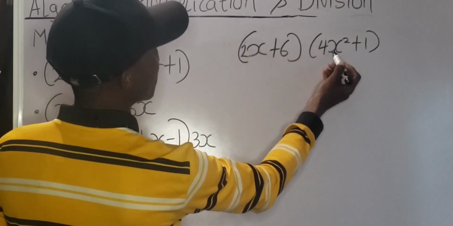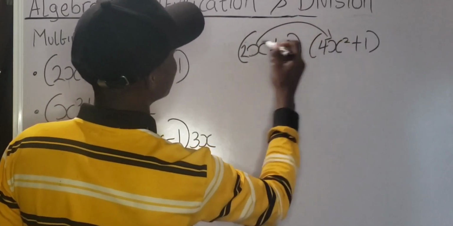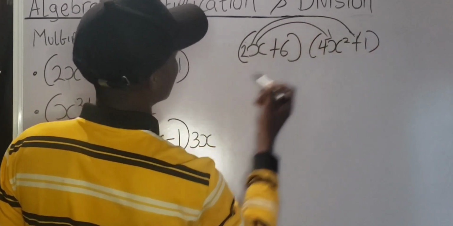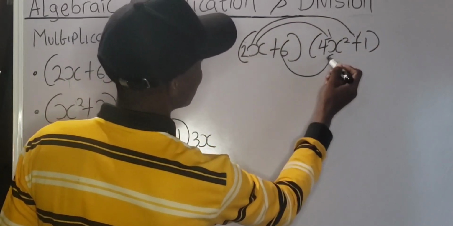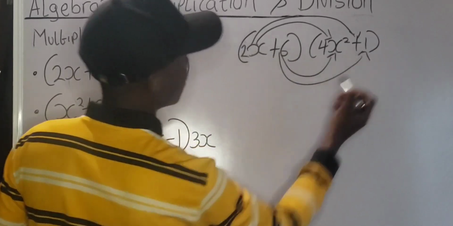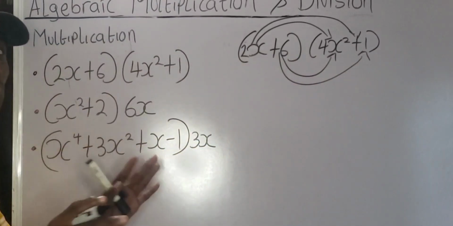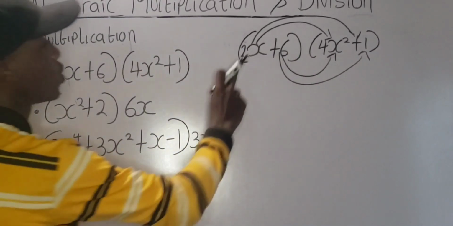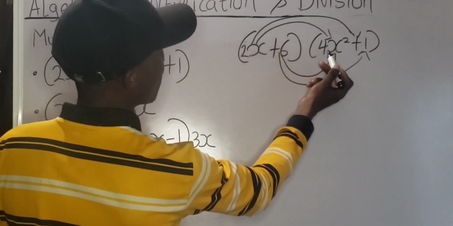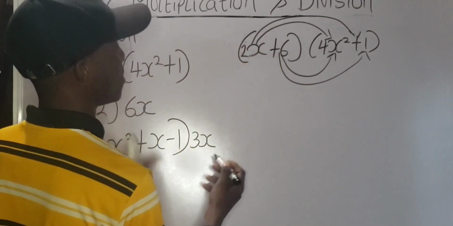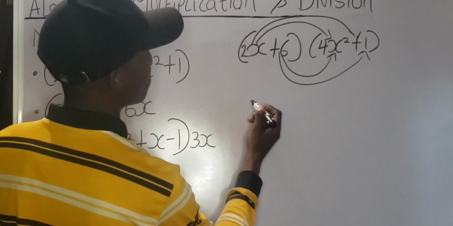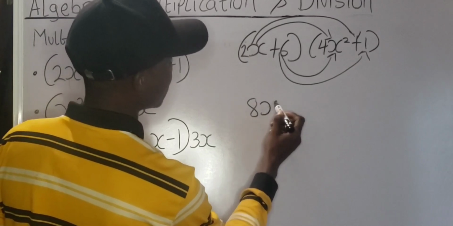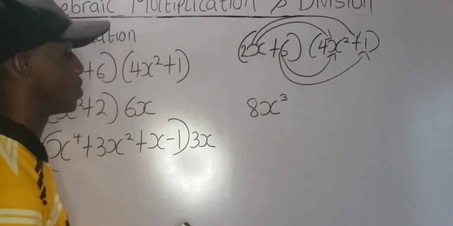2x multiplied by 4x squared. This is the rule. This will multiply this, it will also multiply this, okay? And this also will multiply this, it will also multiply this. By so doing, you are already done with half of the problem, okay? So 2x multiplied by 4x squared, that is 8x raised to the power of 3, that is 8x cubed.